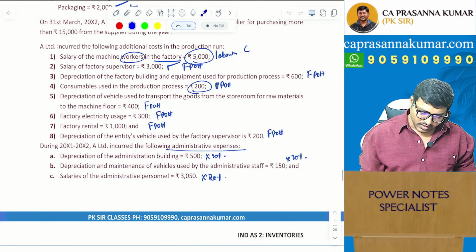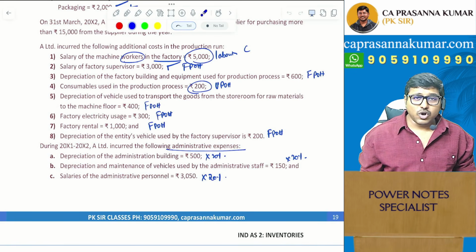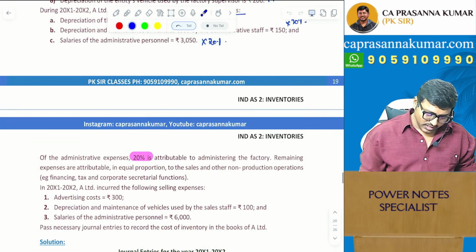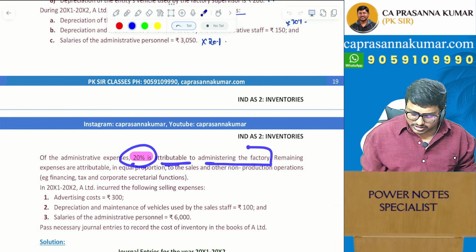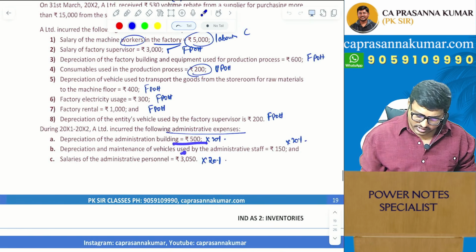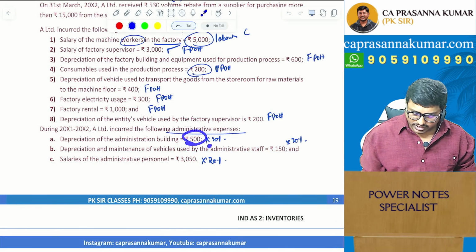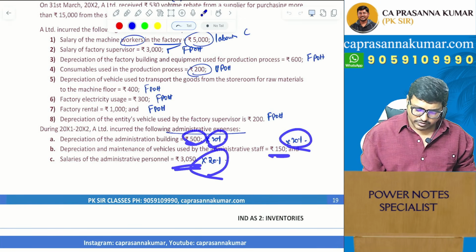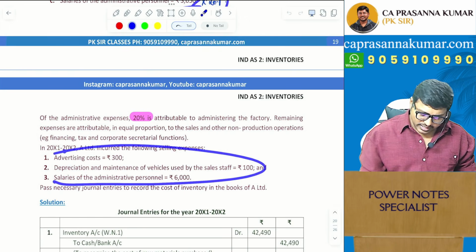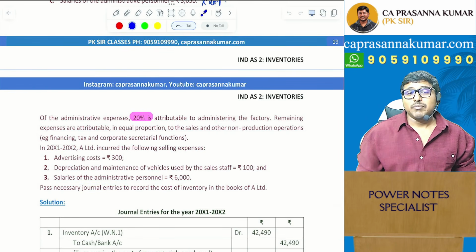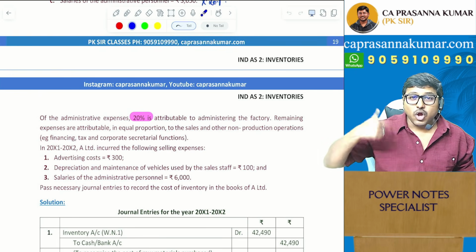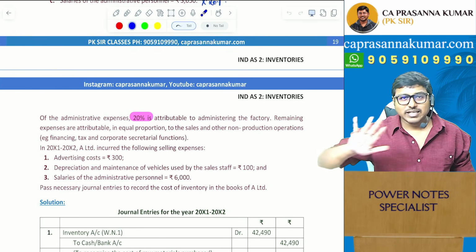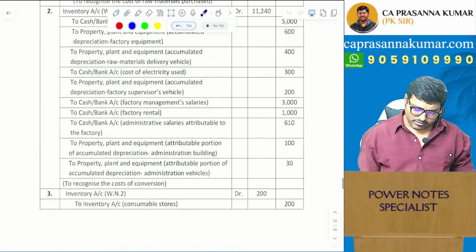Then what about administrative expenses? When it comes to administrative expenses, while calculating the cost of inventory, you should not take it in full. If you can see the question, of the administrative expenses, 20% is attributable to administering the factory, which means out of all these expenses, you should take only 20%. And what about the selling expenses? Selling expenses are irrelevant because they are incurred to sell the finished goods, not in manufacturing the finished goods. Therefore, selling expenses will be ignored. There ends the matter.